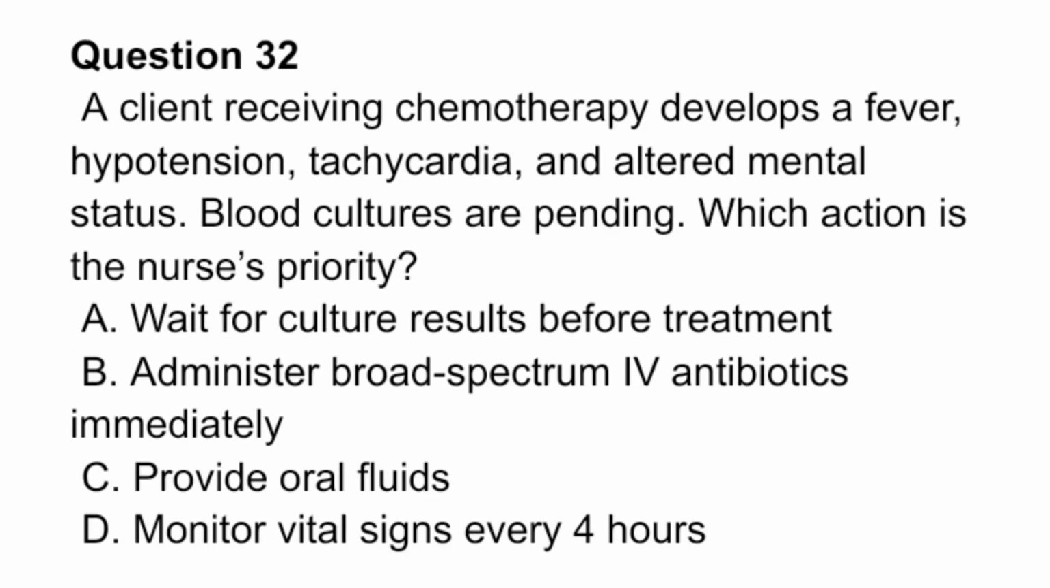Question 32. A client receiving chemotherapy develops a fever, hypotension, tachycardia, and altered mental status. Blood cultures are pending. Which action is the nurse's priority? A. Wait for culture results before treatment. B. Administer broad-spectrum IV antibiotics immediately. C. Provide oral fluids. D. Monitor vital signs every 4 hours.